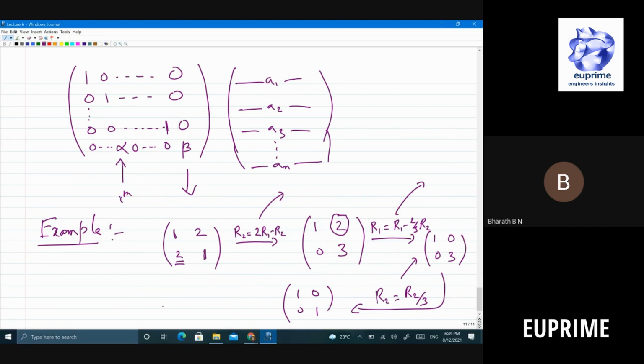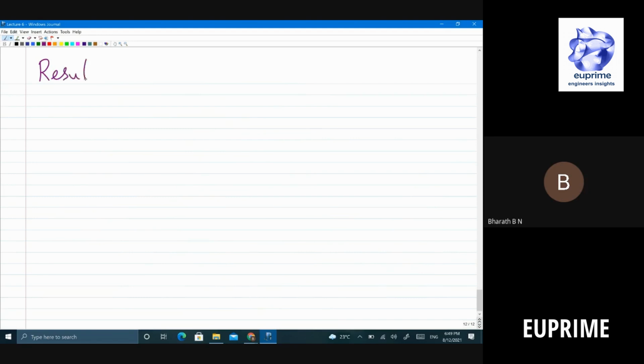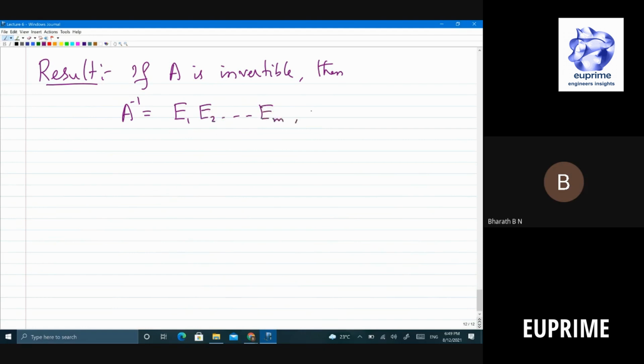Okay, so if the matrix is invertible, I can write the inverse of that matrix as a product of elementary matrices. Okay, so I'll write this as a result. So if A is invertible, then A inverse is basically a product of E1, E2, etcetera, some EM, where EI is an elementary matrix. Okay, so this is an important property. You should always be able to get that.